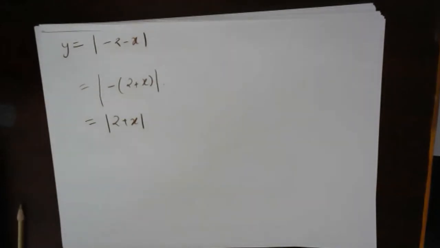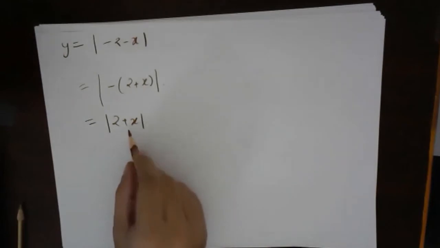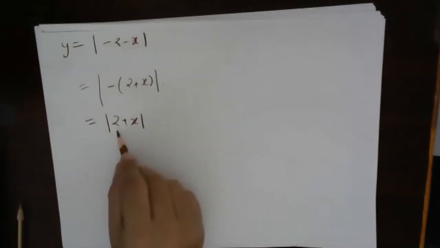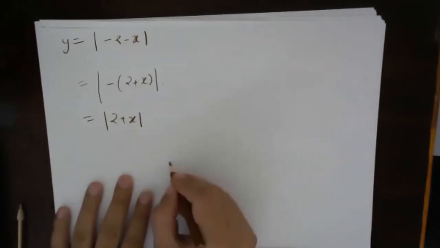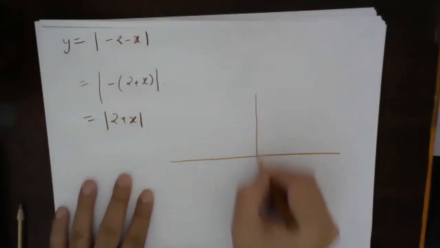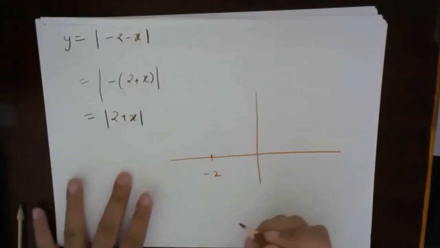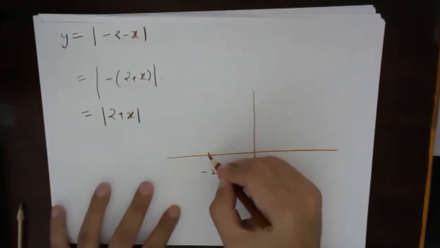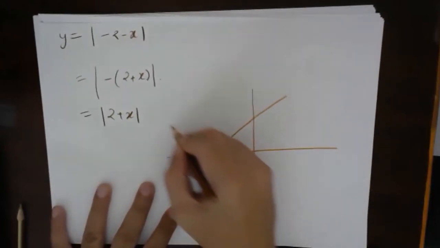Then what will we do? I will simply substitute this equal to 0. So this is equal to 0. That means x is equal to -2. Yes, very good. Most of you are getting it correct. So x is equal to -2, and I know this curve will look something like this.